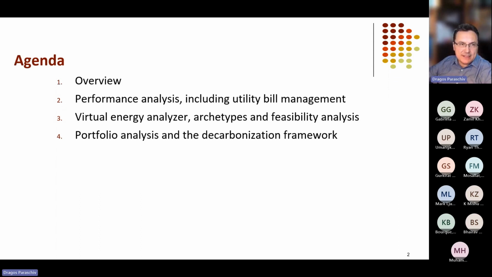The 4 topics listed in the agenda will take us through probably about 1 hour of the time we have. And then, as I said, we'll have time to discuss any questions, any particular aspects of RETScreen applied to the food services, food retail sectors. The 3 topics that will be covered today in a little bit more detail with examples using RETScreen software are, first, the performance analysis.